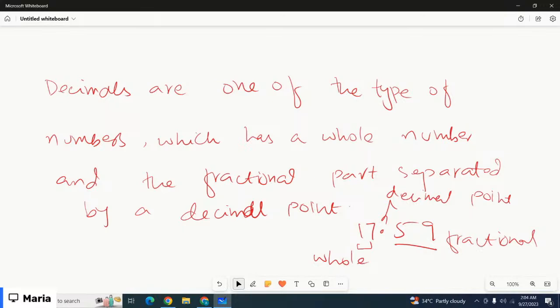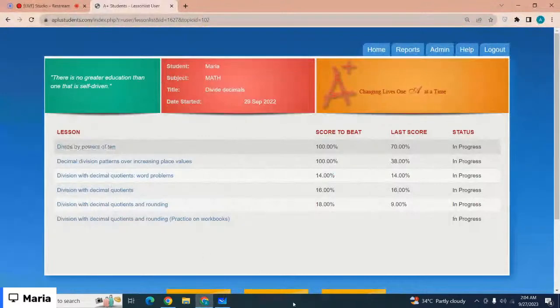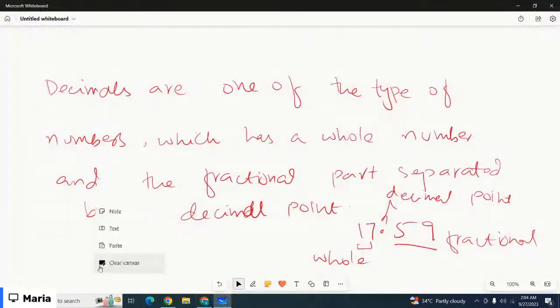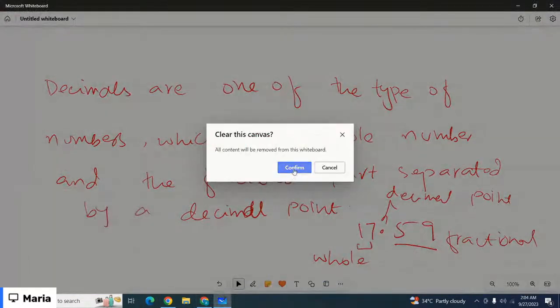Okay, so we are working on divide decimals. Basically, we have to see how we divide decimals. Let's start with the very first lesson of the chapter, which is divide by powers of 10. Let's see how we divide any decimal by 10.